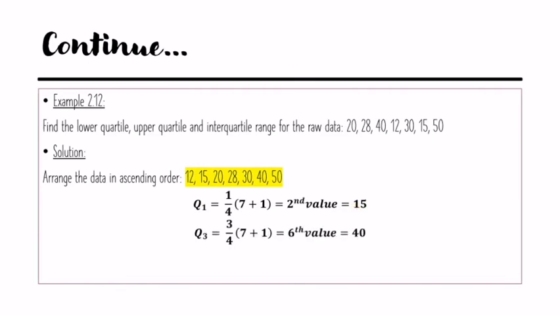So for quartile 3, we have 3 over 4 multiplied by n plus 1. In this case, n is 7, so 7 plus 1, so 8. So 3 over 4 multiplied by 8 equals 6. So 6 is the position. So quartile 3 is in the 6th position of the data. The 6th position is this one, so 40. So quartile 3 is 40. And now the interquartile range is 40 minus 15 because Q3 minus Q1, so equivalent to 25.